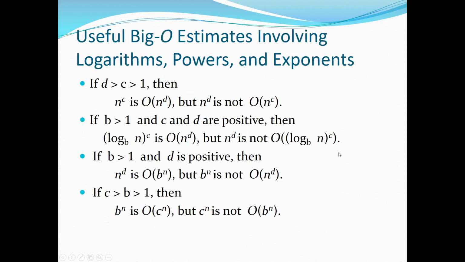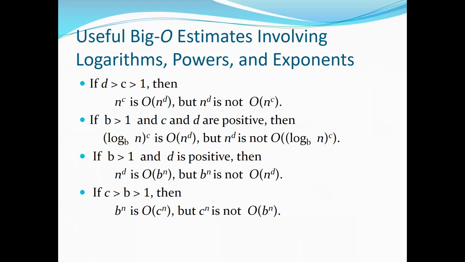Clear? So here are some useful big O estimates involving logarithms, powers and exponents. For example, if we have variables such that d is greater than c and c is greater than 1, that means n to the power of c is big O of n to the power of d. As I mentioned earlier, higher order, right? But n to the power of d is not big O of n to the power of c. We take the higher order always.